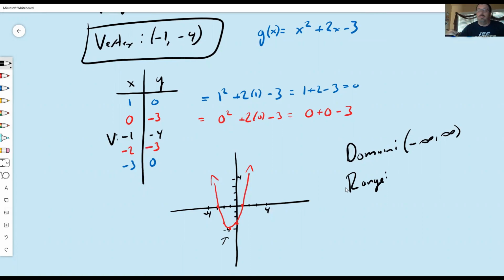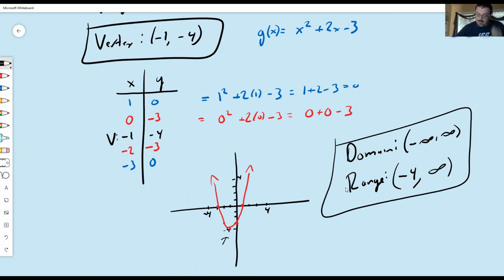We want the y coordinate, not the x coordinate, because we want the lowest value. So that's going to be right here at -4. And the y values keep growing as it spreads out. So it's going to be -4 to infinity. Okay?